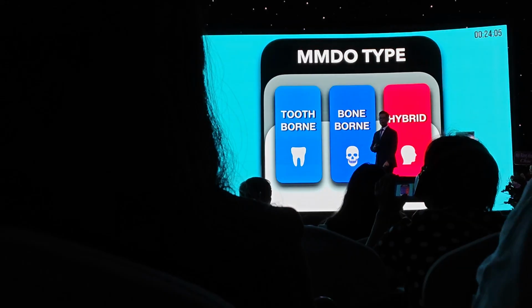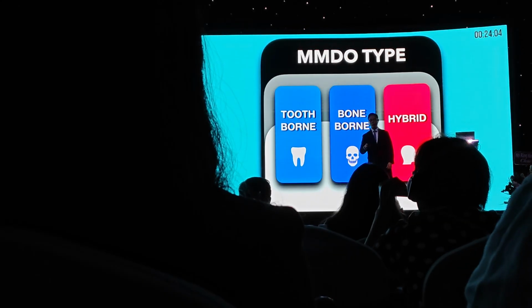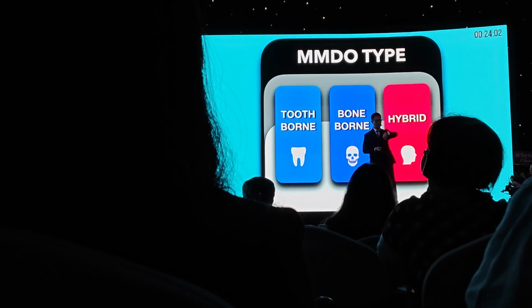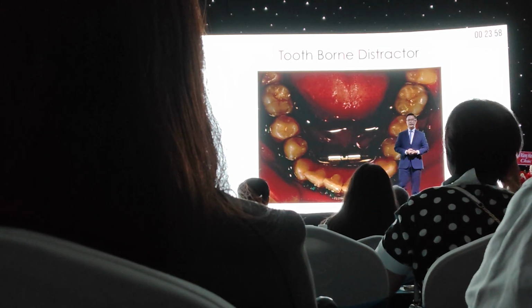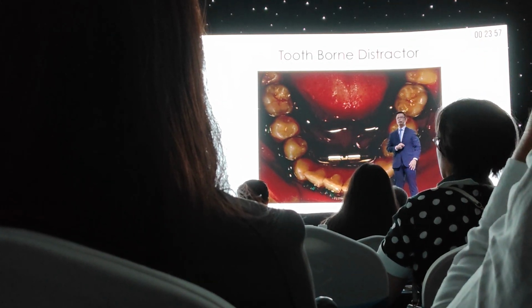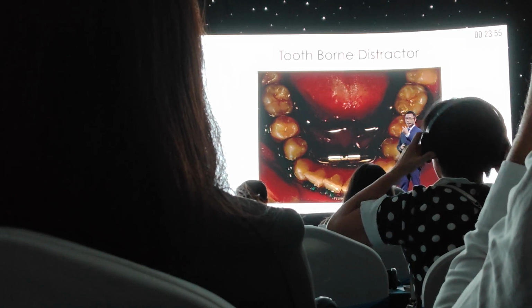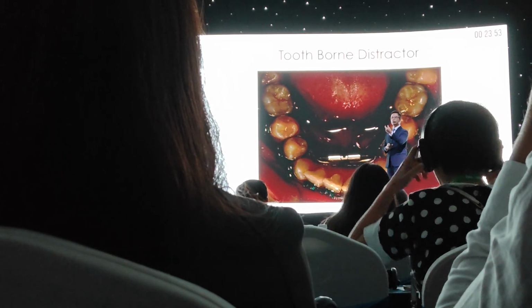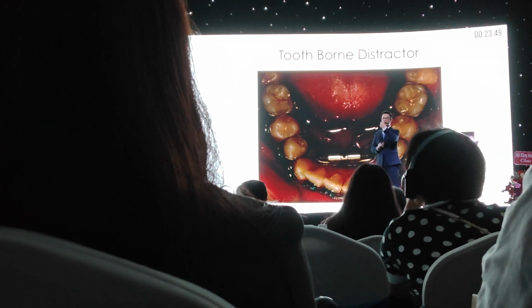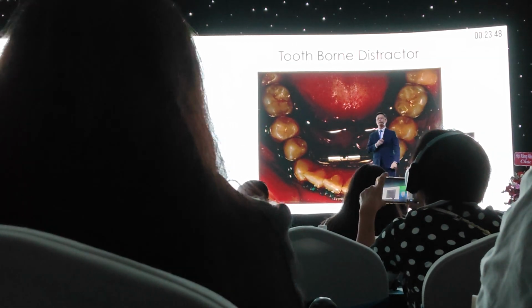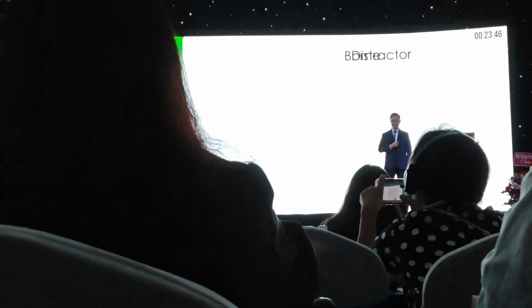There are 3 different types of expander. One is a tooth-bone, bone-bone hybrid like the upper RPE. So this is a tooth-bone distractor, basically the same as a 4-banded RPE. But the problem is the jack screw: if the lower jaw is extremely narrow, you cannot place the jack screw from the lingual side. That's the problem.